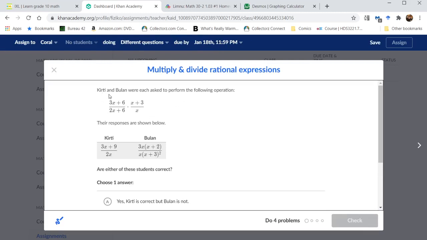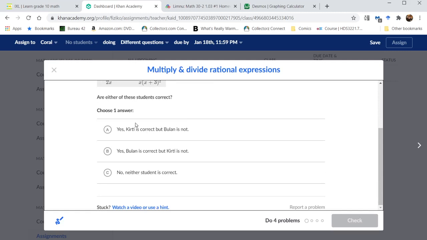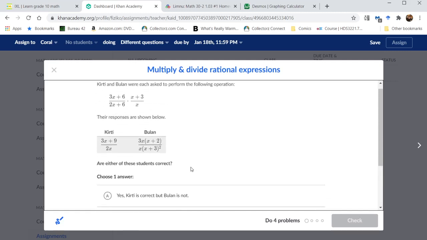So, Curti and Boulan were each asked to perform the following operation, and their responses are shown below. So, are either of these students correct? So what we're looking for is whether or not there are any cancellations that they have exploited or made use of while they are doing their work. So we have to decide, are either or both of them correct?